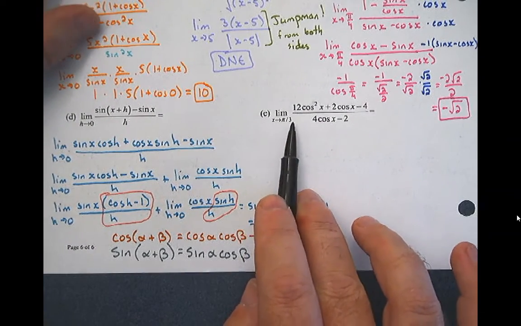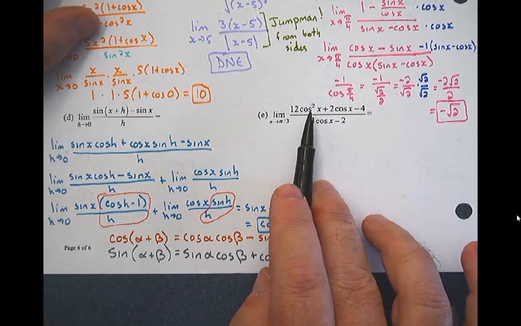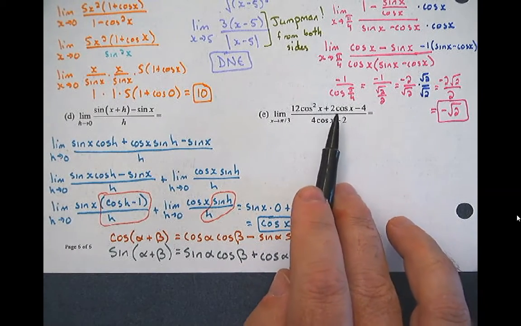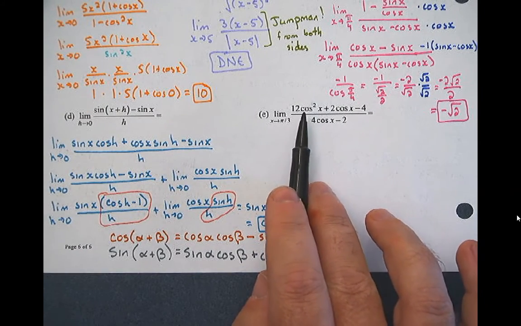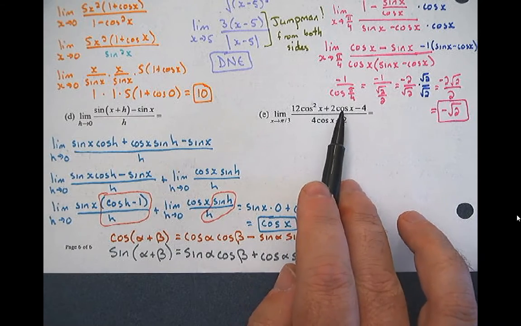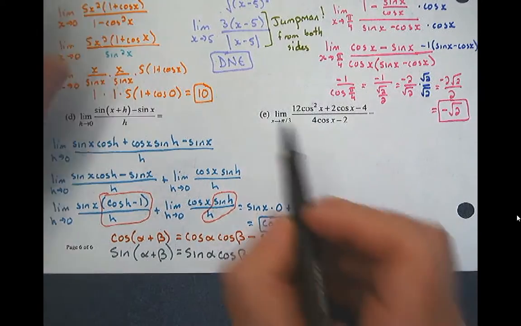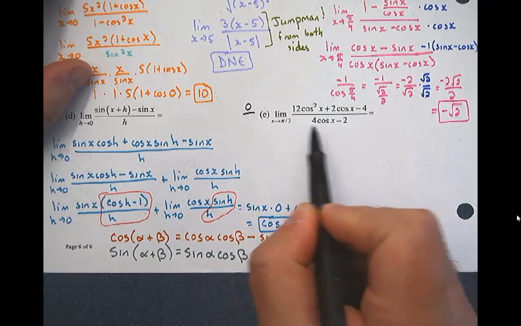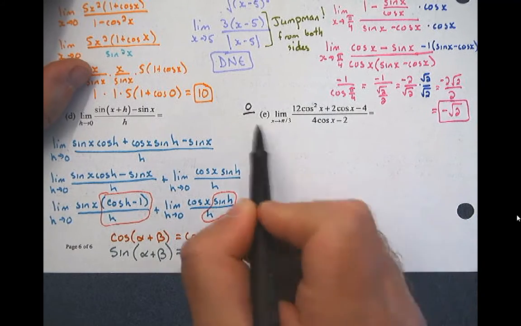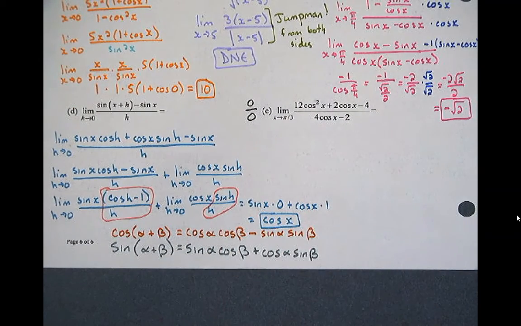Direct substitute. That'd be 1/2 squared, which would be 3. That'd be 1/2, that's 1. 3 plus 1 is 4. That'd be 1/2, that's 2. 2 minus 2 is 0. All right. Now, you should see the first move on the top and the first move on the bottom.